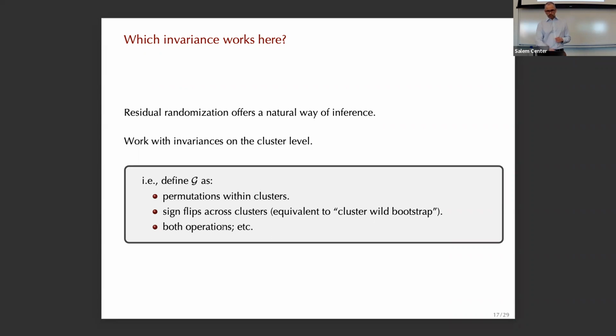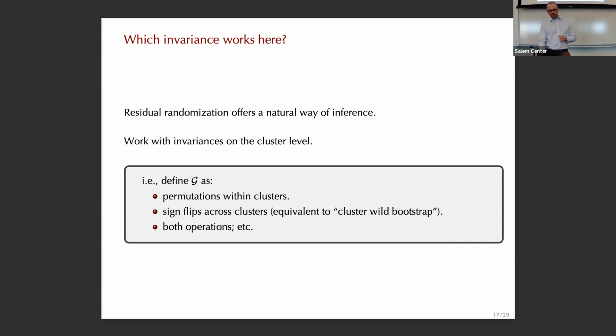Anyway, or you can assume both invariances, right? You can assume that the errors are exchangeable within clusters, but also that there's some sign symmetry across clusters. You can mix and match, if you will. It's up to what you think. It's up to the scientist, I think, to determine that.